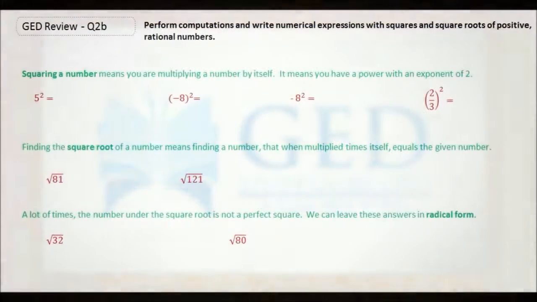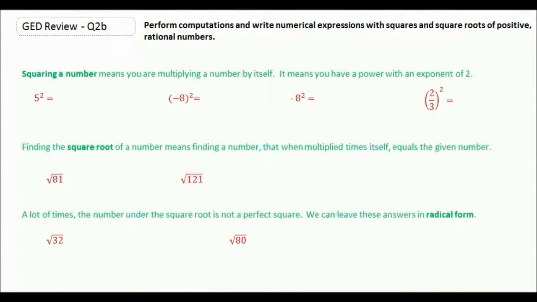Let's work with squares and square roots. Squaring a number means you're multiplying a number by itself. It means you have the power with an exponent of 2. So 5 squared would be 5 times 5, which equals 25.